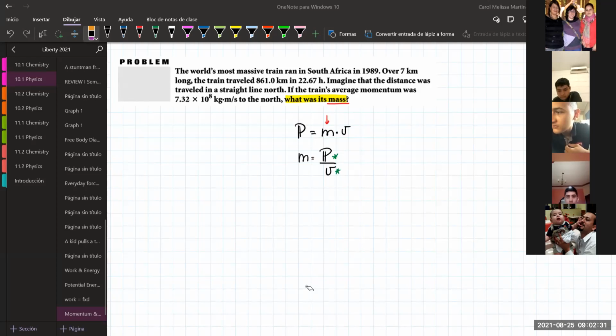Now, momentum is given in the problem. It says if the train's average momentum was 7.32 times 10 to the 8th power kilogram meters per second north, that is the momentum, okay? So we're going to start writing the givens. The problem is giving me the momentum and it says that it's 7.32 times 10 to the 8th power kilogram meters over second.